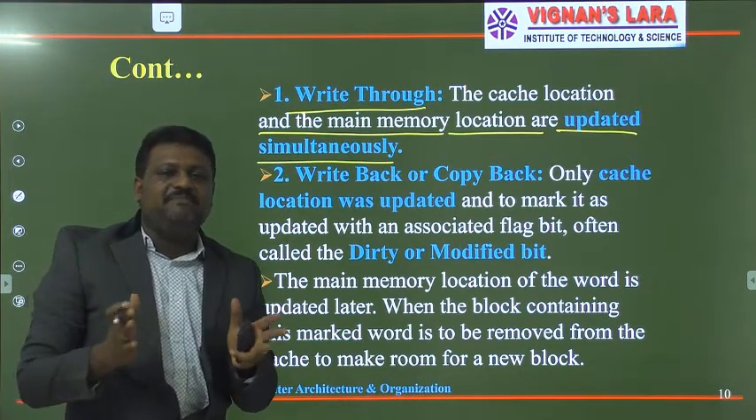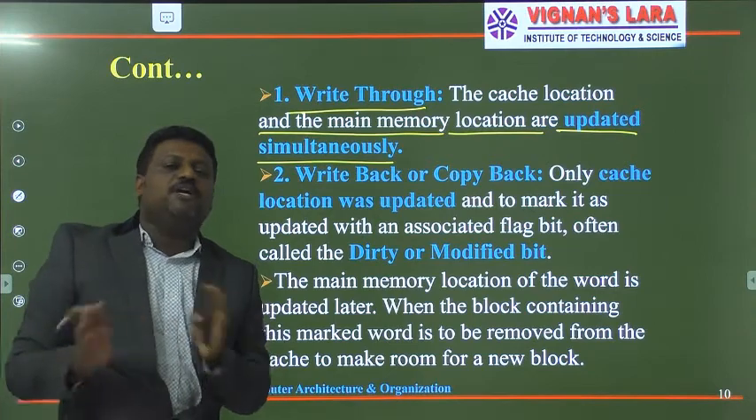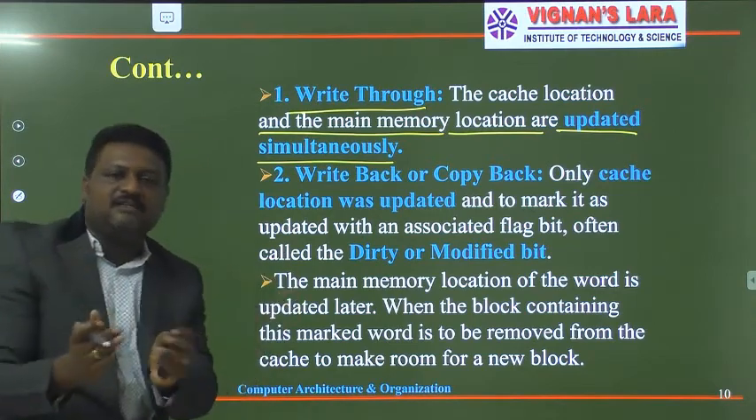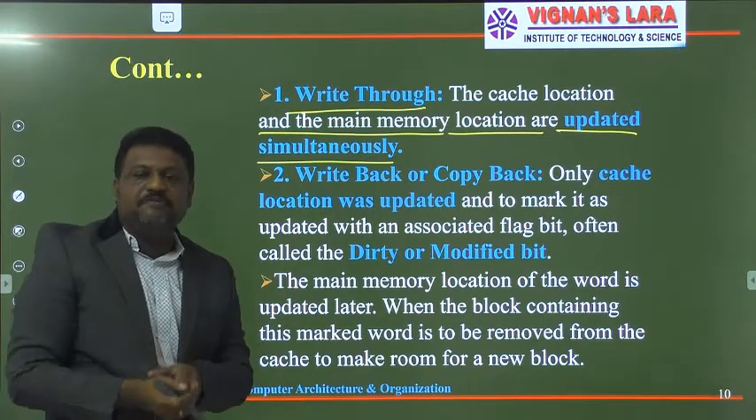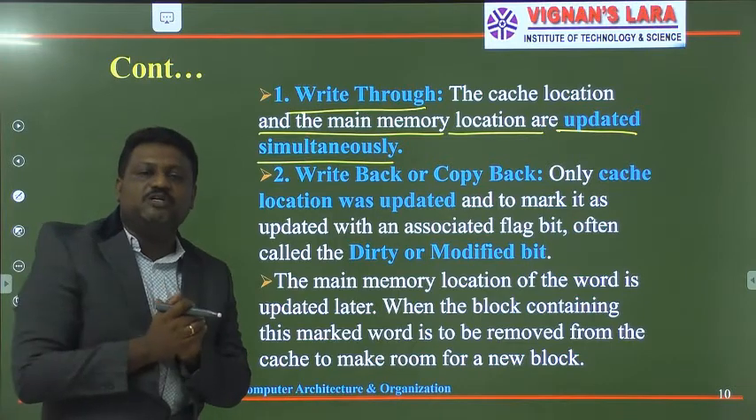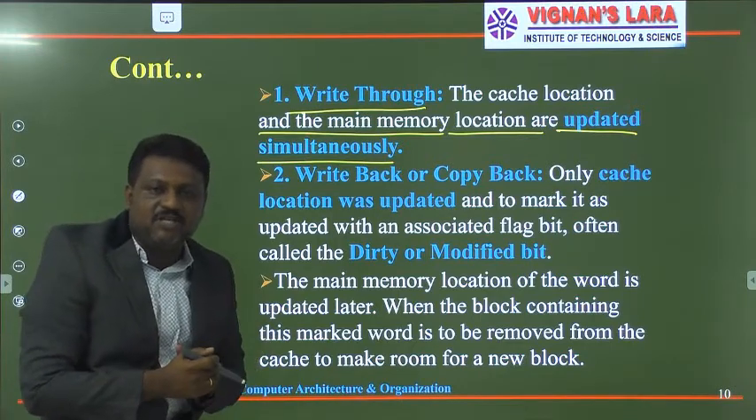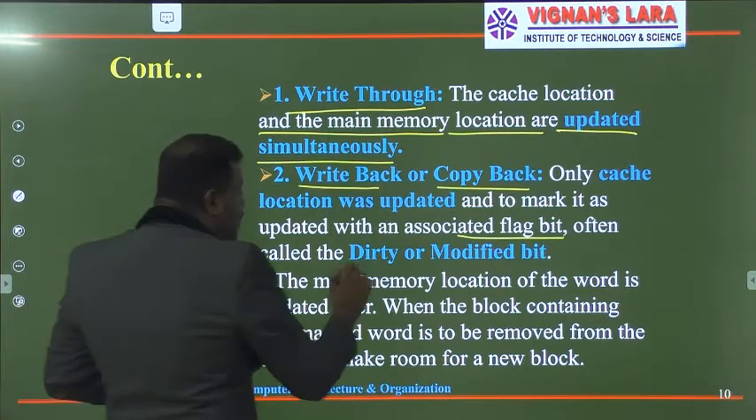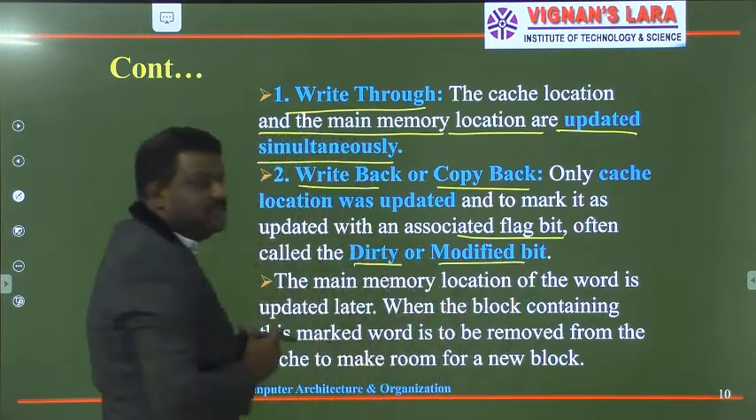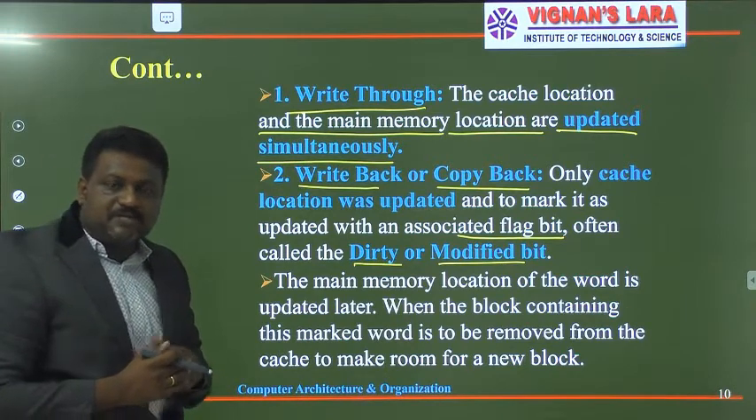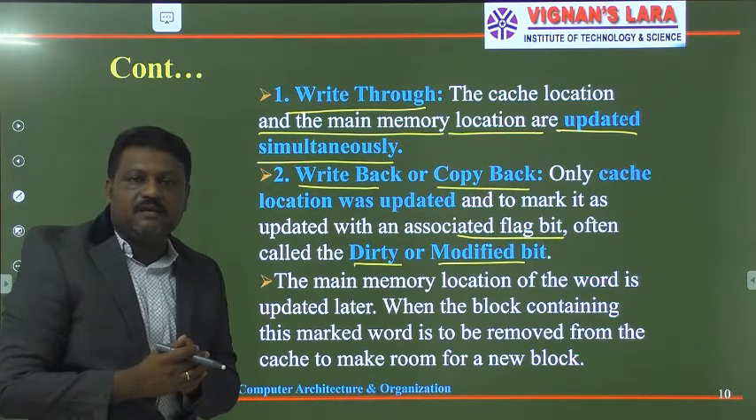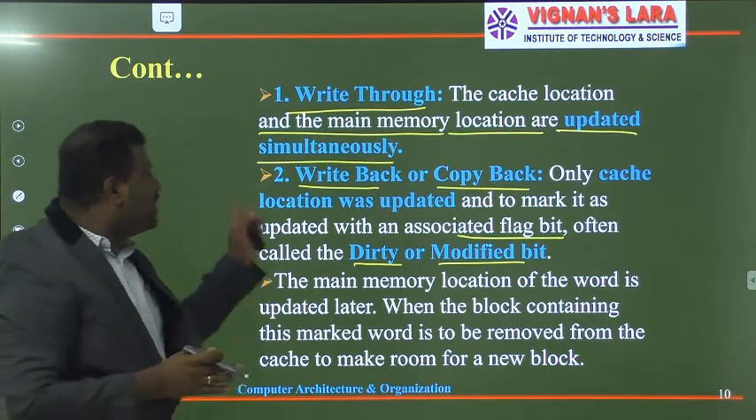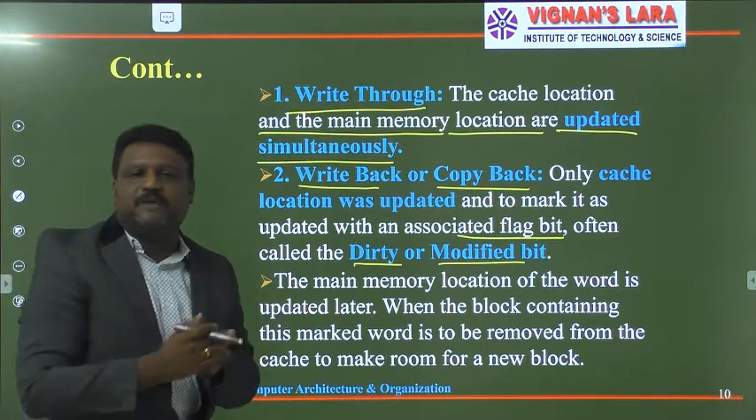But it is somewhat a time-taking process because we have to do the modification at both the cache memory as well as the main memory. We know that the speed of operation of main memory is low compared to the processor as well as the cache memory. So that's why write-through is a time-taking policy, because we have to do modifications at both the cache memory and the main memory. This is a major disadvantage we identify in the write-through policy.